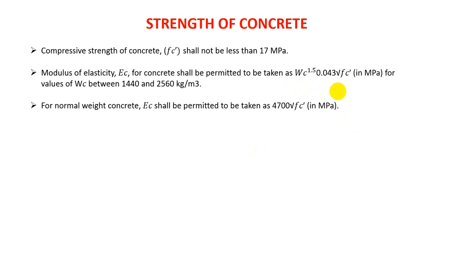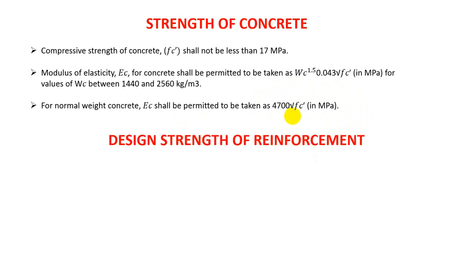And for normal concrete that we use generally, I mean 150 pound per cubic feet, we can use this equation: Ec = 4700 √f'c, where f'c is in megapascal.